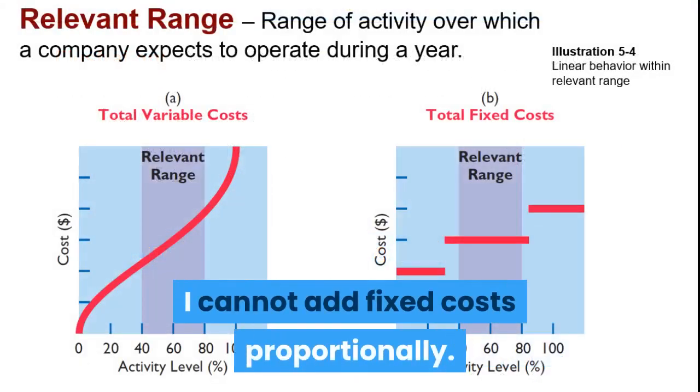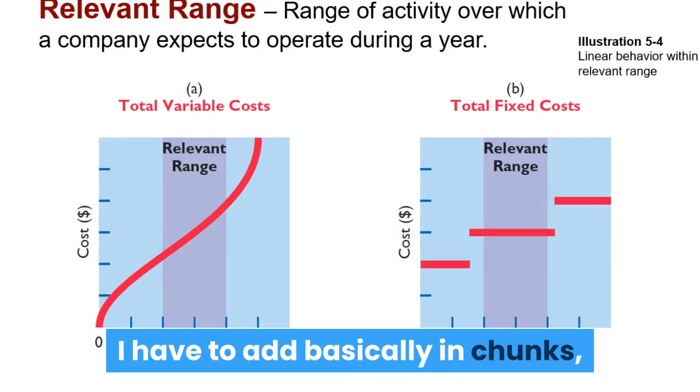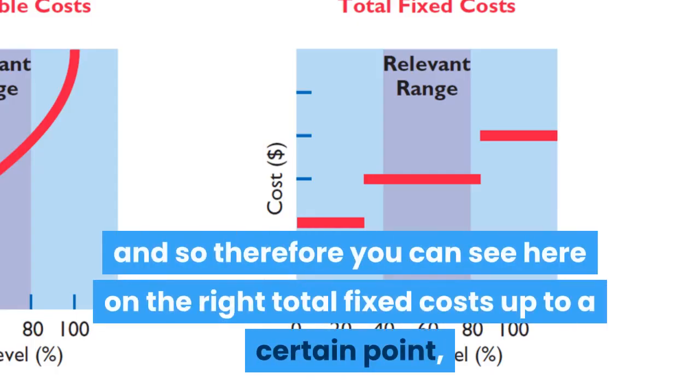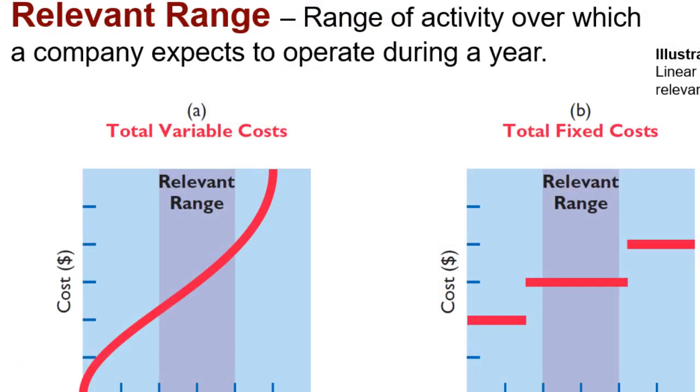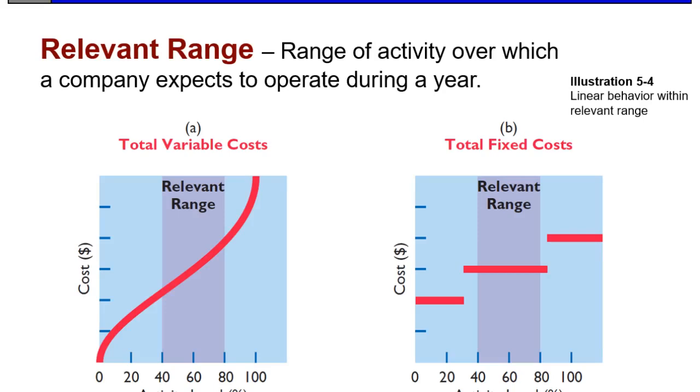I cannot add fixed costs proportionally. I have to add in chunks, and so you can see here on the right, total fixed costs stay flat up to a certain point, and then it jumps. That's why management, when planning for the future, doesn't plan for the capacity they're using now. They plan for the capacity they think they'll need in 5 years, so they always add more capacity because of this idea of the relevant range of production. Total cost is like a step function on the right-hand side: up to a point, and then you jump up as the relevant range goes past 80, then it jumps again past 100.